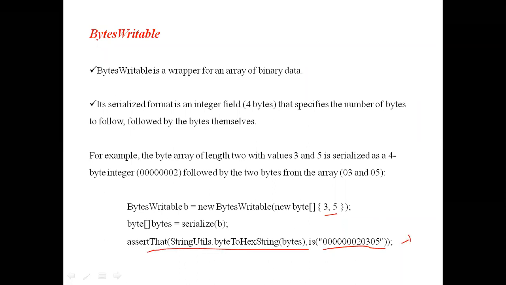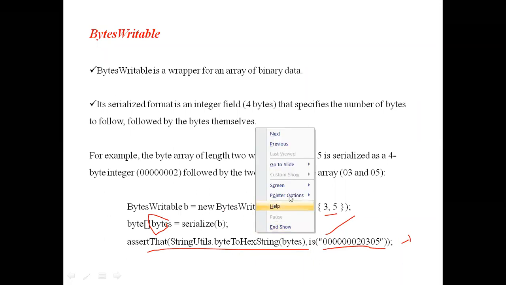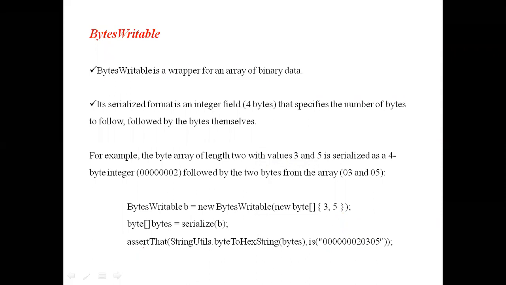If it returns true, it means the variable bytes contains the data in this format only. Otherwise, it is wrong. Actually, we have to run this in the program to confirm. Practically we have to run it, but we are only seeing it theoretically, because currently we don't have Hadoop. When we run this line, it will return true.